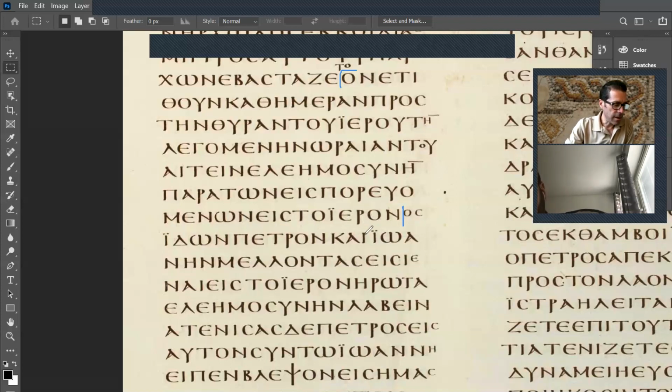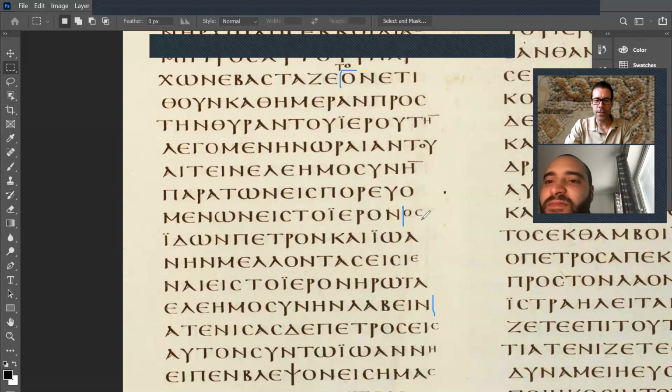Okay, good, really good. All right, I will read now to, let's see here, I'm going to read to right here. Okay. Hos idon Petron kai Ioannen mellontas eisienai eis to hieron erota eleemosynen labein.